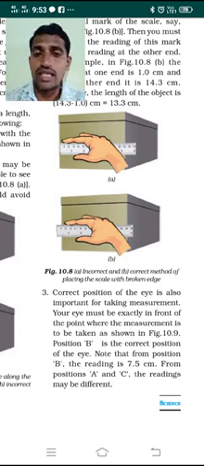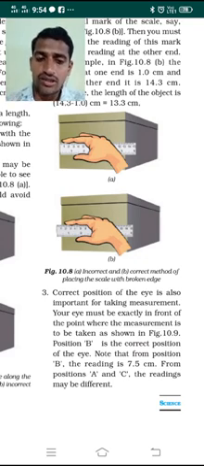So, as shown in figure 10.9, let me explain with the figure. In front of the mark you must see the measurement of that point, the length of that object. The point must be seen exactly in front of it. So the position B is the correct point which is to be read. The point B is the correct point to be noted, where the reading is 7.5 centimeter, whereas from the positions A and C the reading may be different.